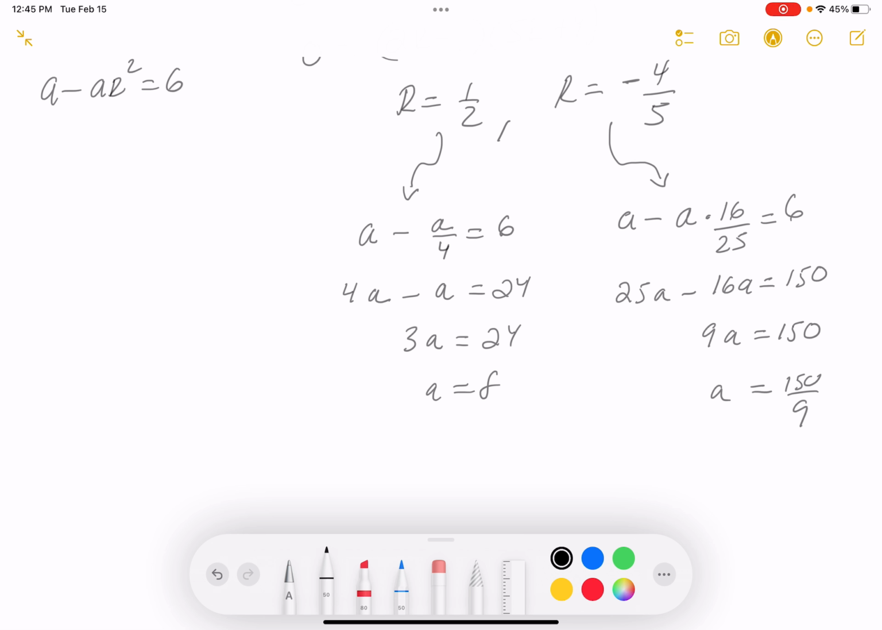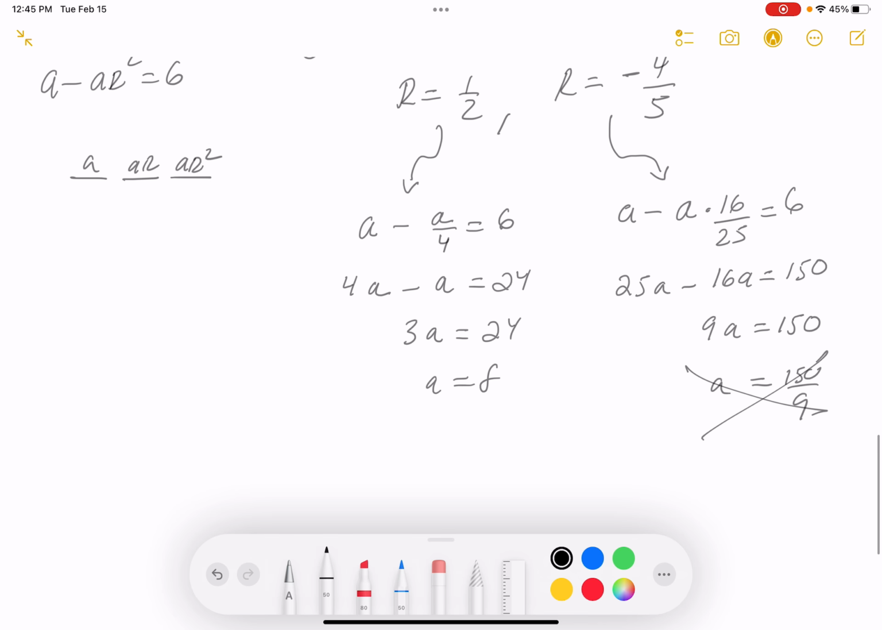Now, by the way, if you have some memory, I think you probably remember we had a 3-digit number. What would the 3-digit number look like over here, wouldn't it? And what was the first digit? A. What was the second digit? AR. What was the third digit? AR squared. This is outrageous. There's no way it could be 150 over 9. So I'm left with this one over here.